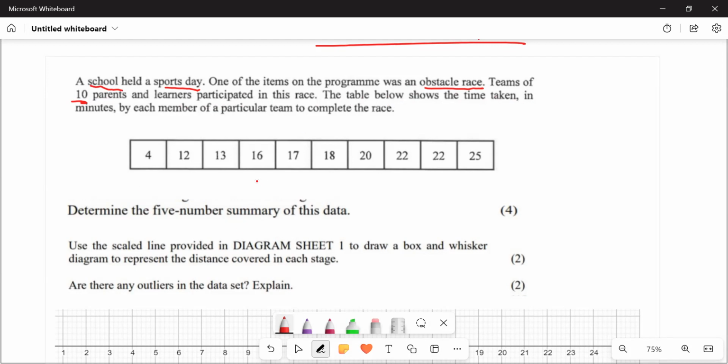Okay? Now, what we always have to check is whether this is done in ascending order. Is it in ascending order? Yes. We have from the smallest to the biggest. Okay? And then when do we check ascending order? If they say determine the 5 number summary.